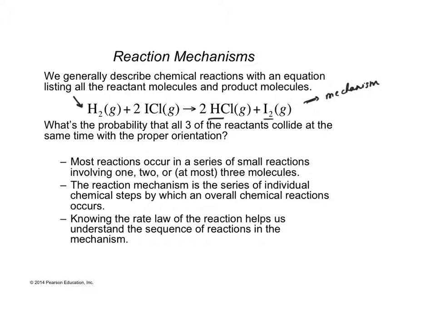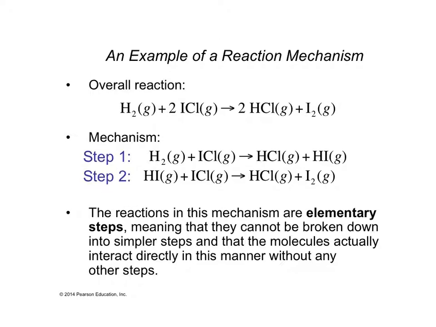So for example, for this reaction, let's say we proposed the following mechanism. This consists of 2 separate steps. We have step number 1, where again we're detailing what's actually happening at the molecular level. In the first step, you have an H2 combining with an ICl. What's the probability of those 2 finding each other? Pretty high, because it's only 2 things. They're going to make an HCl and an HI.